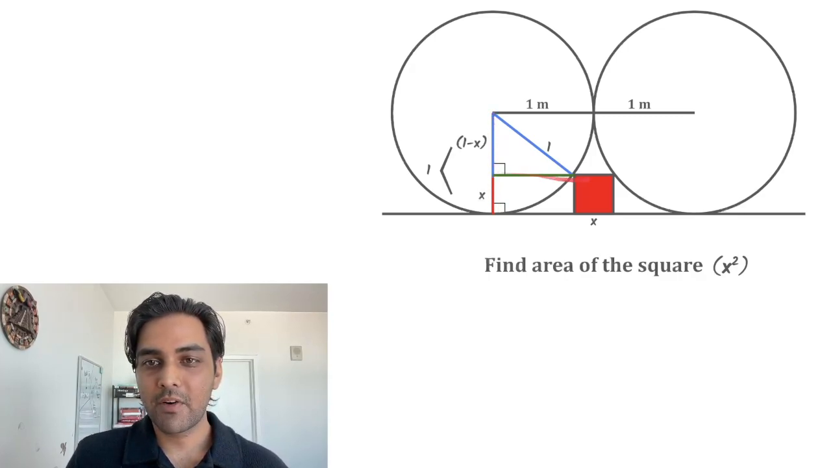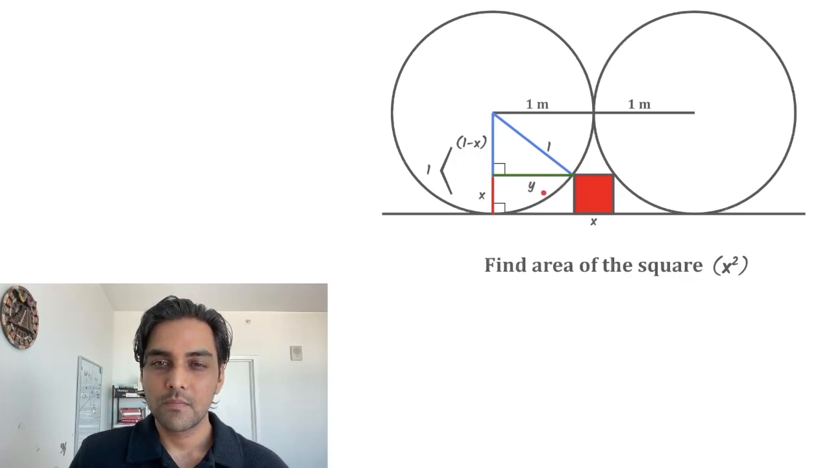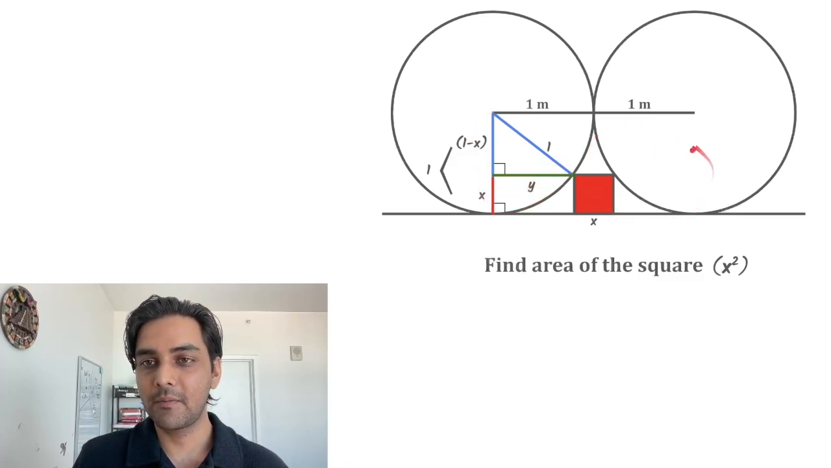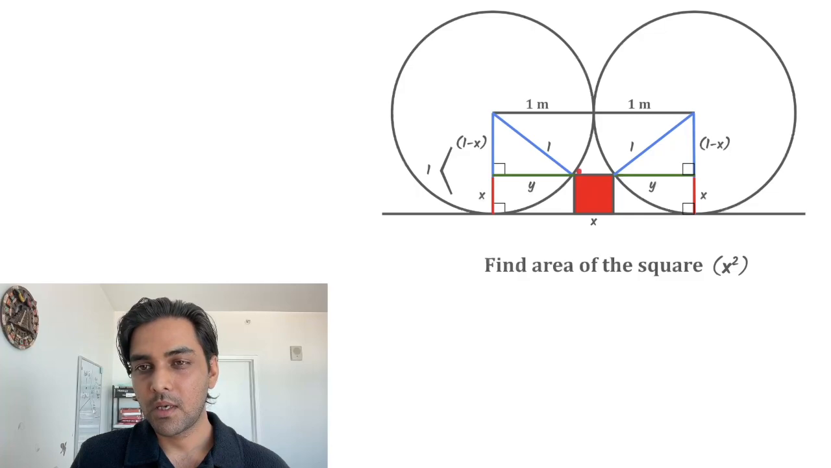Alright, so now we have a right angle triangle here. And if we knew the length of this side, then we could have applied the Pythagoras theorem here. So let's label this side here as y. So how do you find the value of y? Well, one way to do it is to make the same constructions on this side. So let's do that. Now this line segment here is also going to be x.